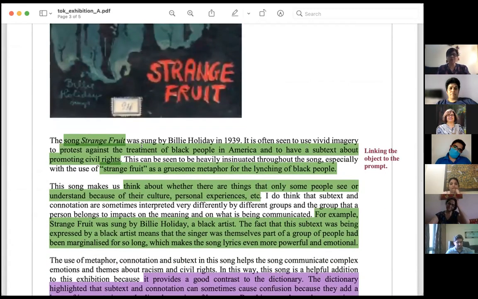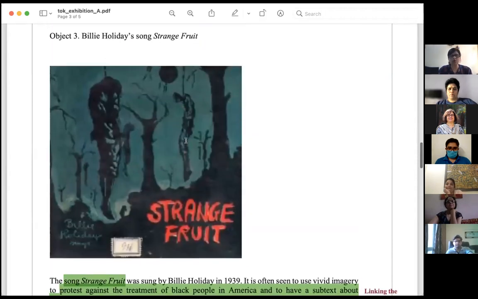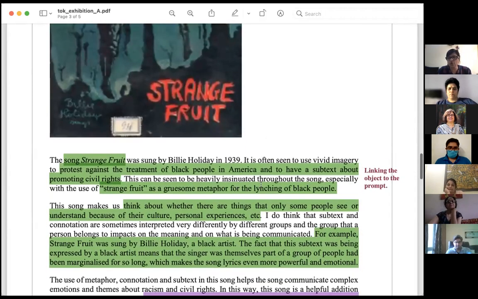And now look at how the subtext is being viewed in this particular object. The song Strange Fruit was sung by Billie Holiday in 1939. It is often seen to use vivid imagery to protest against the treatment of Black people in America and to have a subtext about promoting civil rights. This can be seen to be heavily insinuated throughout the song, especially with the use of strange fruit as a gruesome metaphor for the lynching of Black people. So how the subtext leads to what kind of knowledge is being communicated.